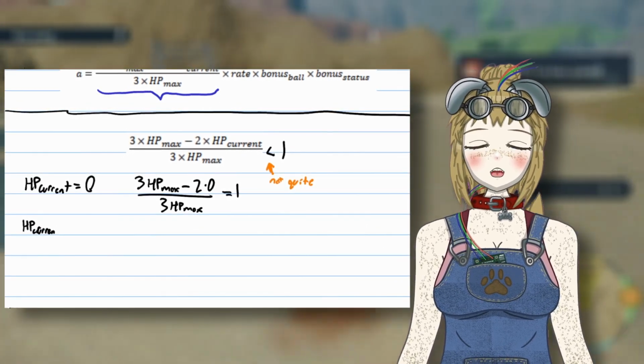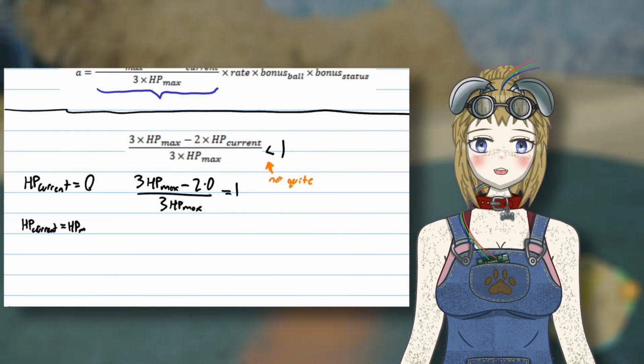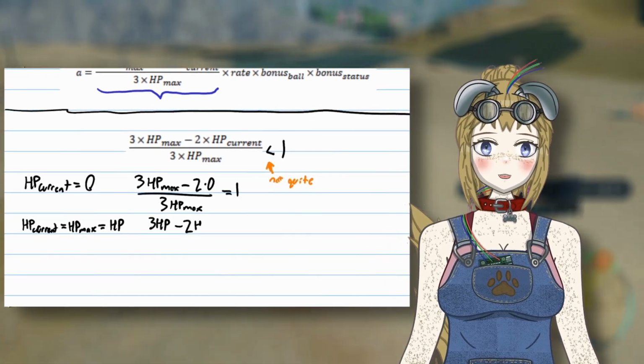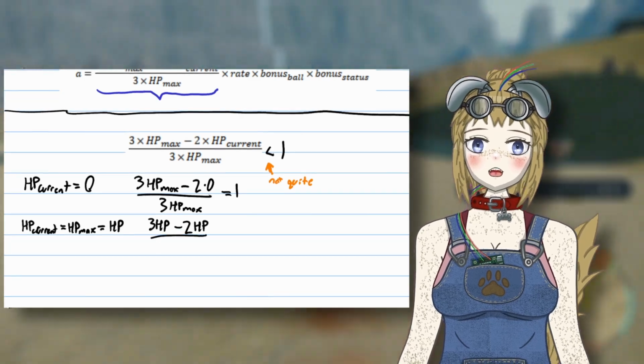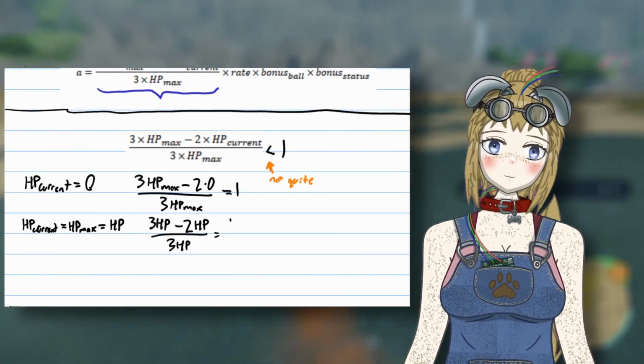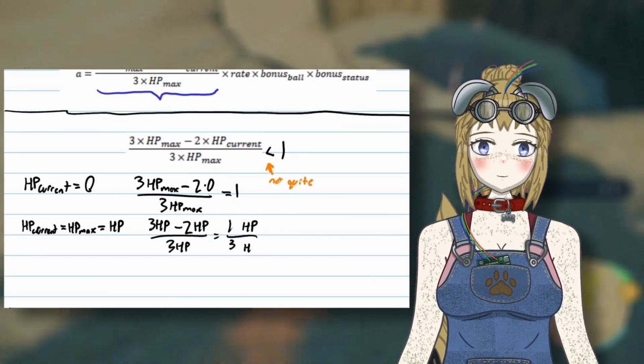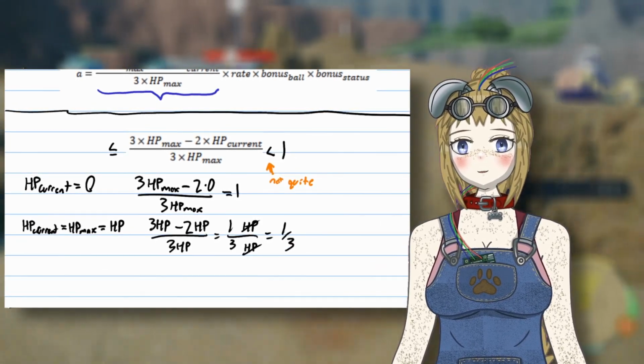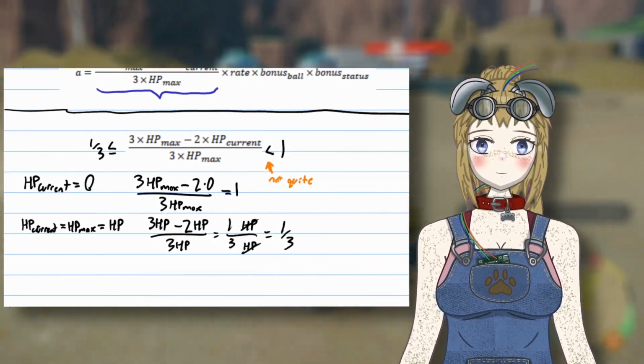Okay, what's our worst case scenario? Well, that would be a Pokemon with full health. In that case, HP max equals HP current. That would mean we have 3 times HP minus 2 times HP over 3 times HP. That equals 1 times HP over 3 times HP, which equals 1 over 3. That means the result of this function must be greater than or equal to 1 over 3.